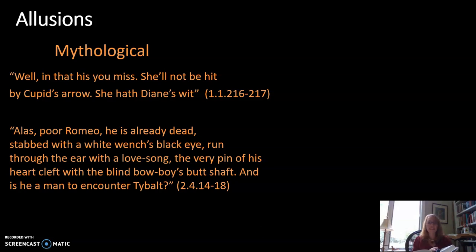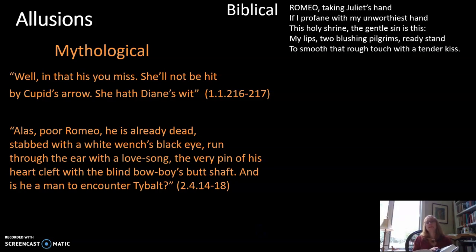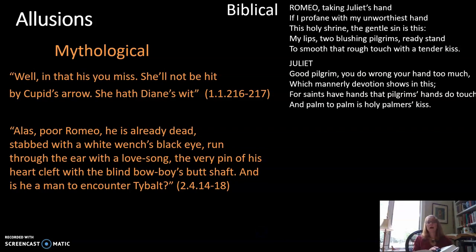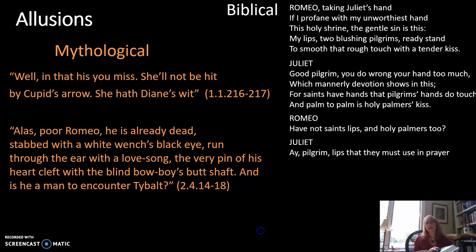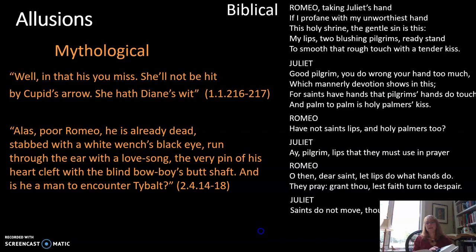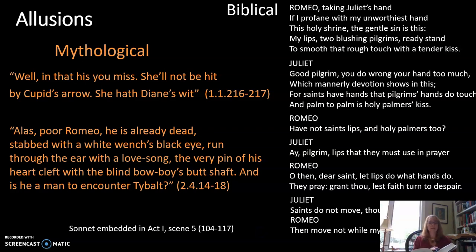He's already love sick. Some biblical allusions are scattered throughout the play, although they're not quite as common as the mythological ones. And I'm not going to read all of this, but this is that famous sonnet where Romeo and Juliet do the extended metaphor about the religious pilgrimage and use words like pilgrim and saints and holy palms and so on. These are biblical allusions.